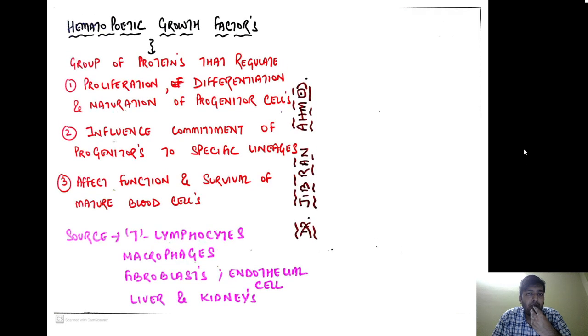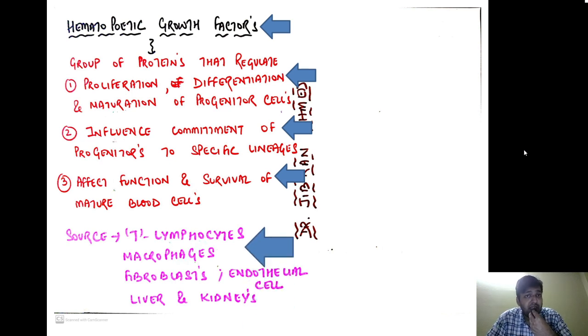Okay, now let us discuss certain hematopoietic growth factors. Now what are hematopoietic growth factors? They are a group of proteins that regulate the proliferation, differentiation, and maturation of the progenitor cells. They can also influence the commitment of a progenitor to a specific lineage, and they affect the function and survival of mature blood cells. Now what is the source of these growth factors? There are many sources. I have taken some common sources. Common sources of growth factors are T lymphocytes, macrophages, fibroblasts, endothelial cells, liver, and kidney.